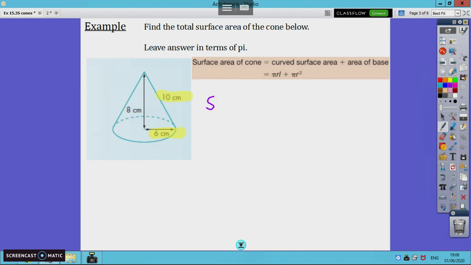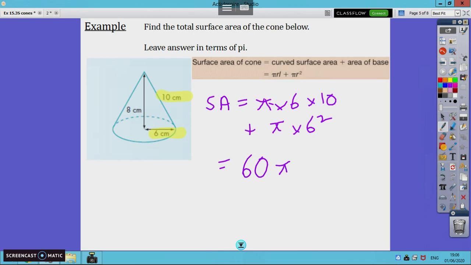Your surface area, we can literally just plug those values in. Pi r l plus pi r squared. So we've got pi, r is 6, pi times 6 times 10 plus pi times 6 squared. Remember, we're doing this without a calculator, so we would have 60 pi plus 36 pi, and we can add them together because they're both in terms of pi. So we get 96 pi centimetres squared. Done. And that's the total surface area of that cone in terms of pi centimetres squared.